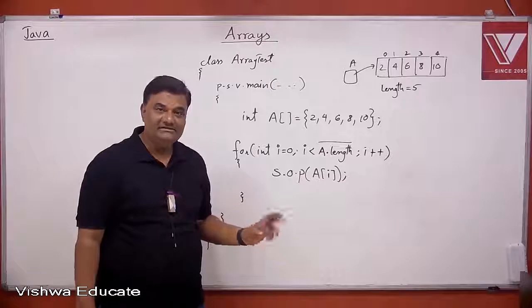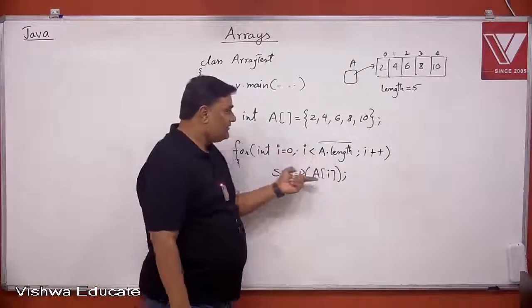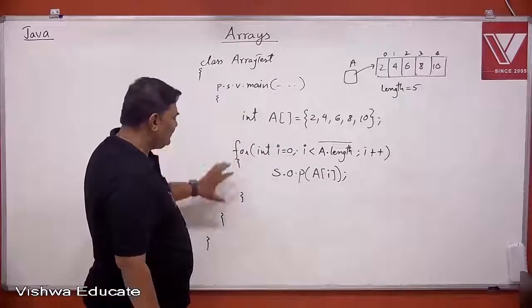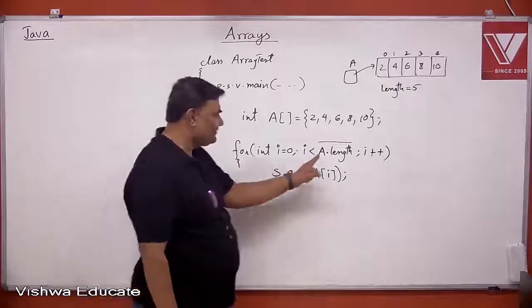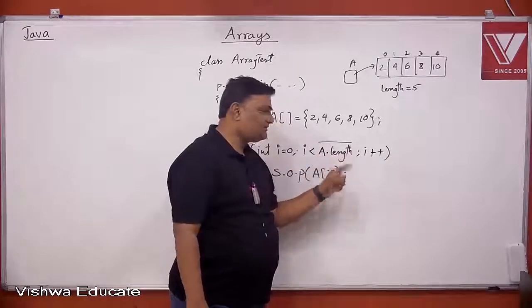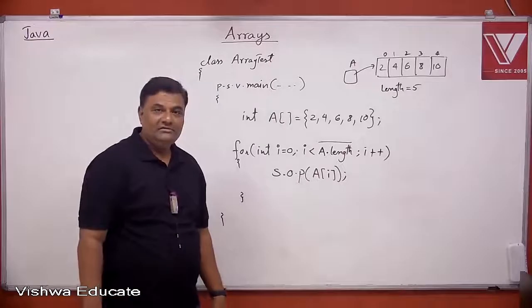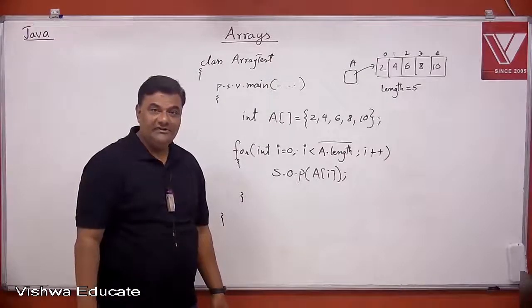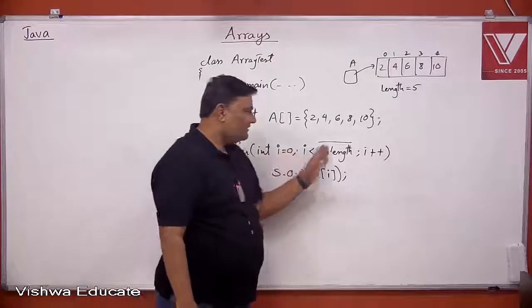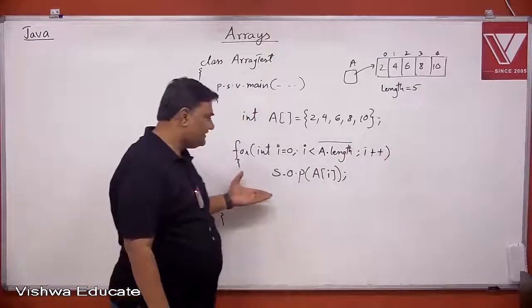Property can be accessed using array name and dot operator. So you can modify it. You don't have to copy everything. Just copy this loop and you can write it like this also, a dot length. All right. So that is 5. So I assign 0, i is less than 5, and i plus plus, and it will print this one.